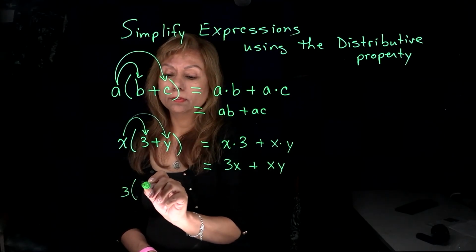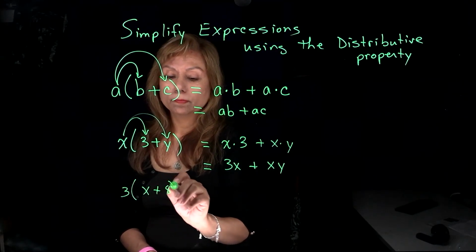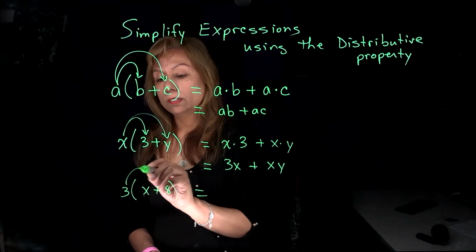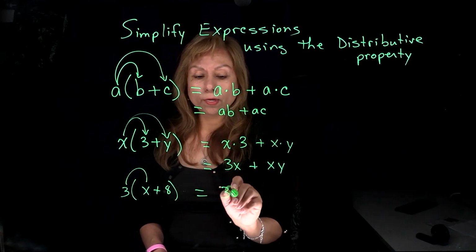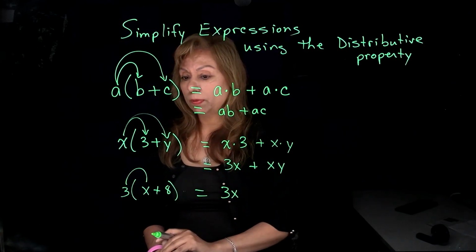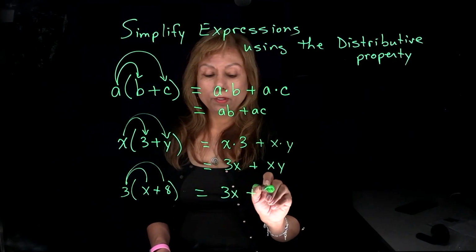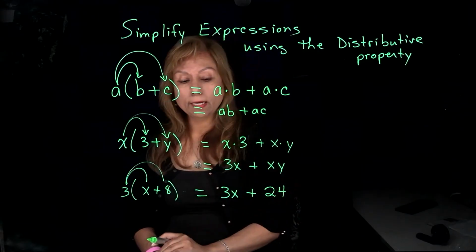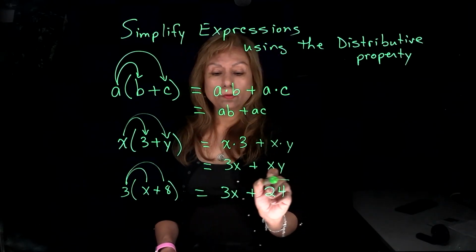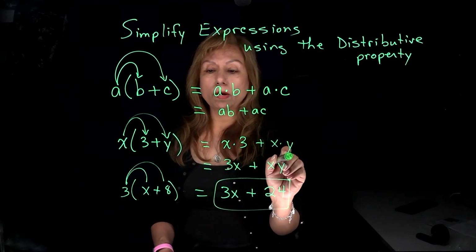Let's put the number in front. 3 times (x plus 8). Okay, 3 times x. We will write 3x. We can save a little time without putting the dot. 3 times 8 would be 24. So 3x plus 24. So this would be using the distributive property.